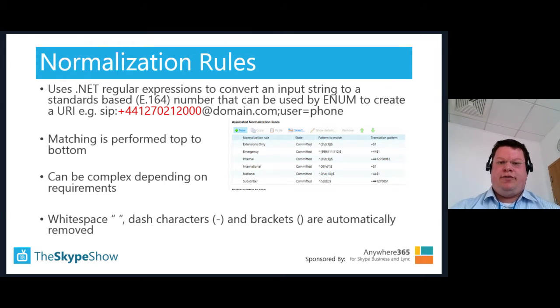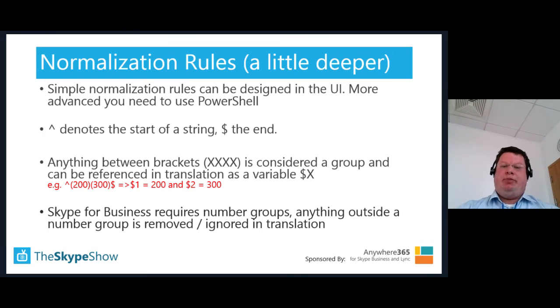Skype is intelligent enough to automatically strip those out of the number before it hits your normalization rules, which makes it a bit simpler for us all. So digging a little bit deeper into normalization rules. Like I say, you can do simple rules designed in the management interface in the control panel, or if you need more advanced rules, you can do it through PowerShell.